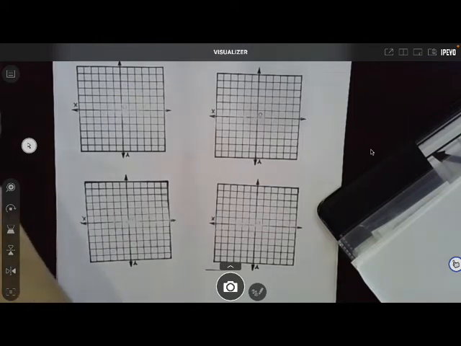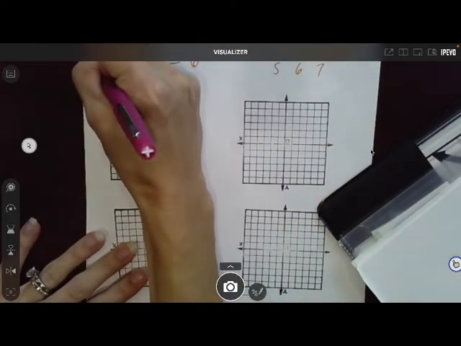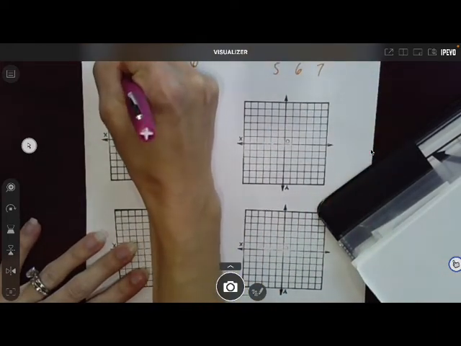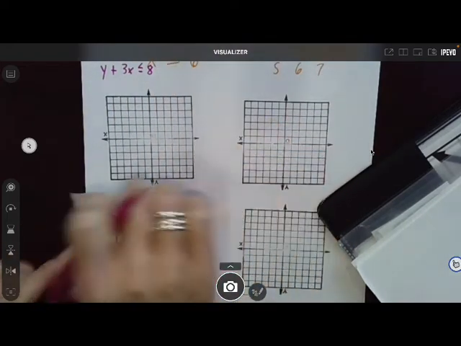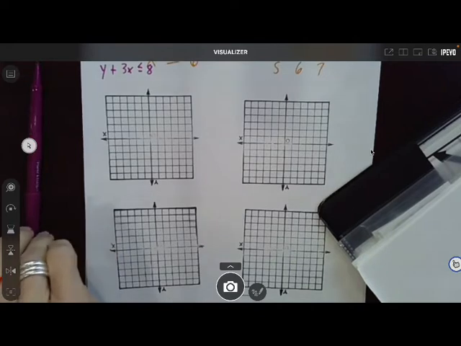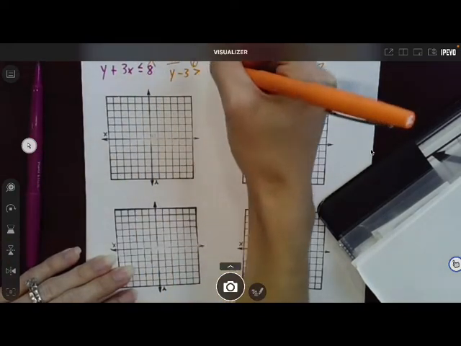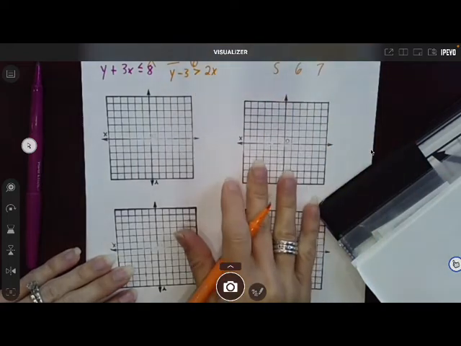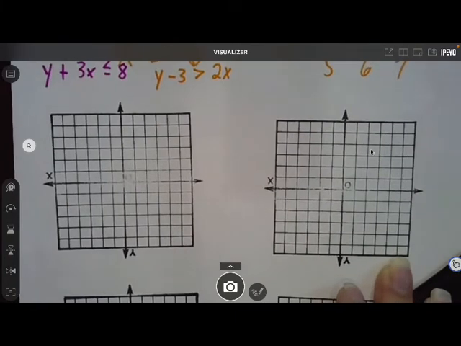So let me give you some equations. My first one I'll do is y plus 3x is less than or equal to 8. And then my other one is y minus 3 is greater than 2x. Ignore all that up there. I'm going to graph the pink one, and then the orange one. Is everybody okay with this? So, two inequalities at one time.